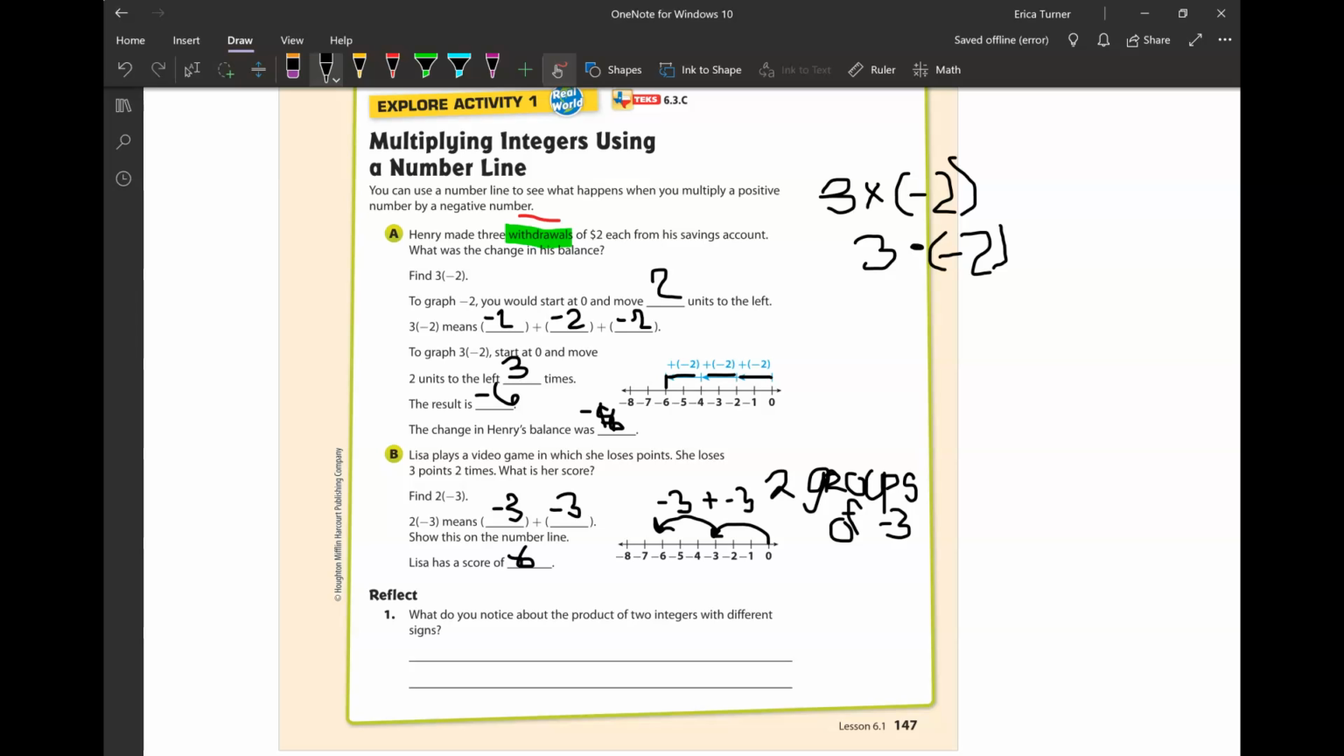A good reflection question I want you to think of, which you will be answering in the group discussion below, is: what do you notice about the product of two integers with different signs? Look back at the examples and their results, and then you'll be able to answer this question in the discussion down below.